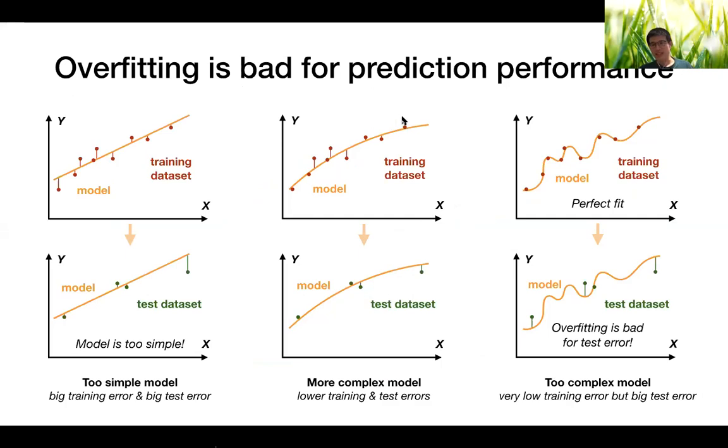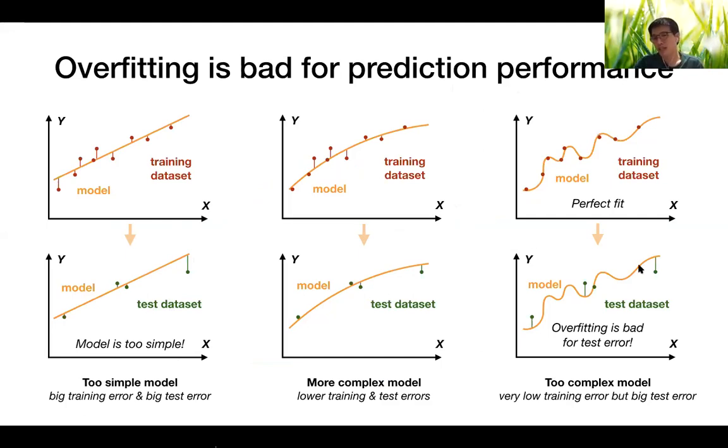But as I said, the goal is not to fit to the data. Overfitting is actually quite bad for predictive performance. So for example, in this case, on the left here, if your model is too simple, you try to fit the training data, it doesn't fit very well. Also, it doesn't fit the test data set very well either. In this case, the model is said to be too simple.